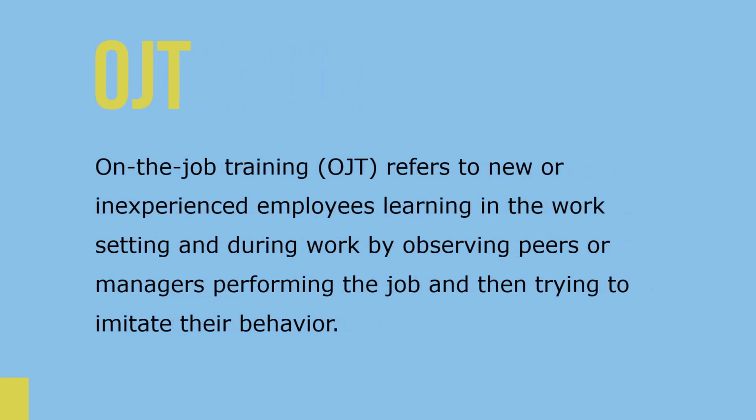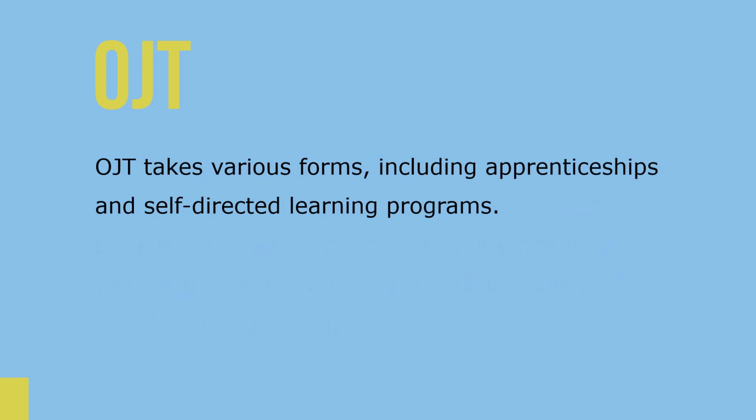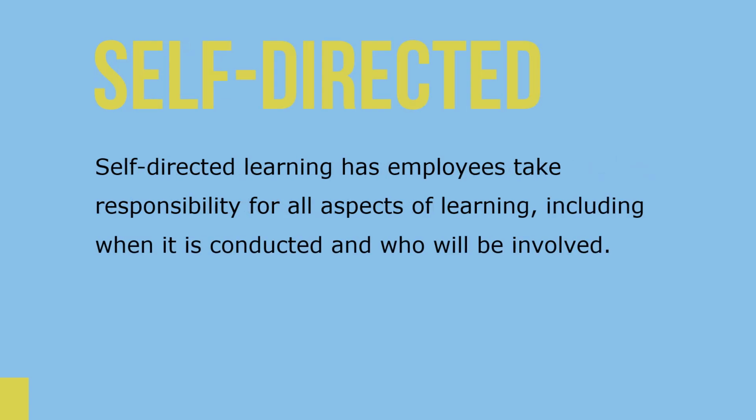On-the-job training, known as OTJ, refers to new or inexperienced employees learning in the work setting and during work by observing peers or managers performing the job and then trying to imitate their behavior. On the job takes various forms, including apprenticeships and self-directed learning programs. Self-directed learning has employees take responsibilities for all aspects of learning, including when it's conducted and who will deliver it.